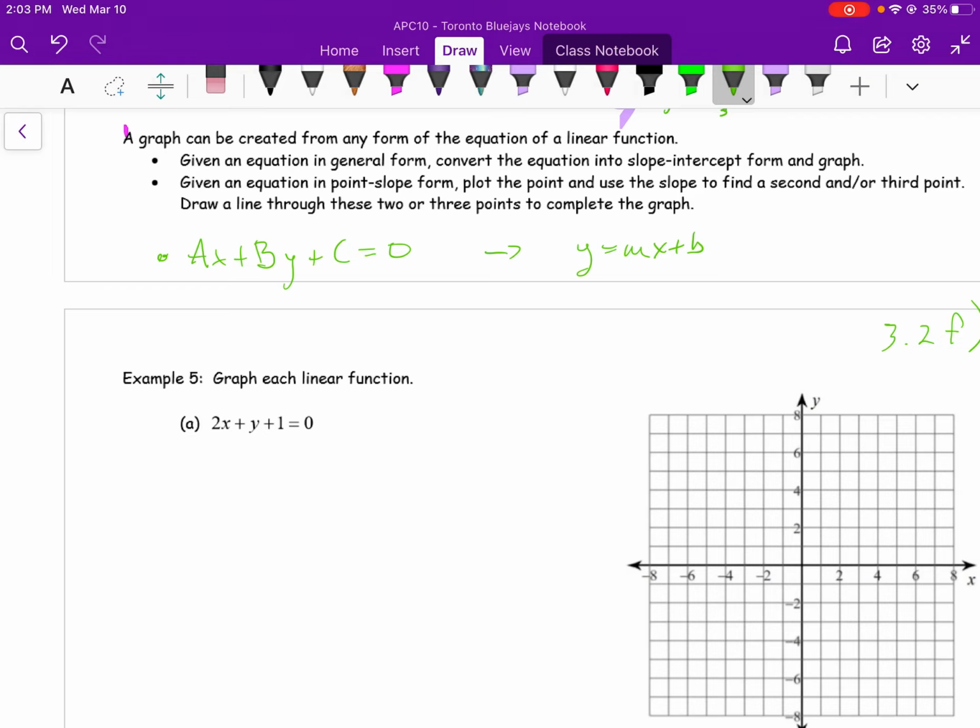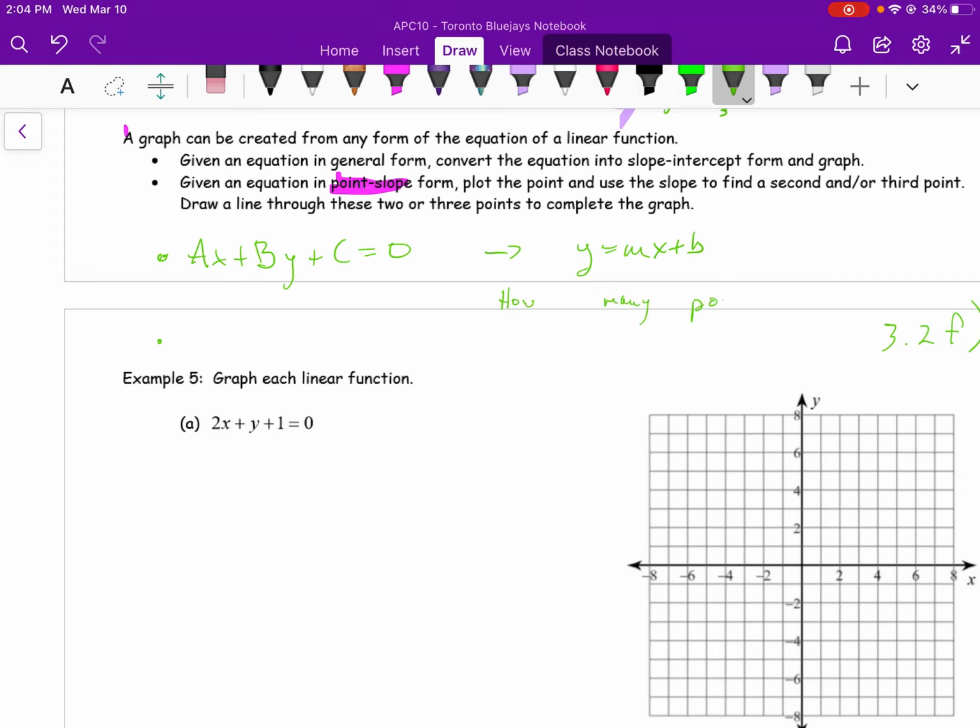So given a graph in point-slope form, we plot the point and use the point to find a second point. Point-slope form is actually nice. It gives you one point on a graph and it gives you the slope. Huge question.